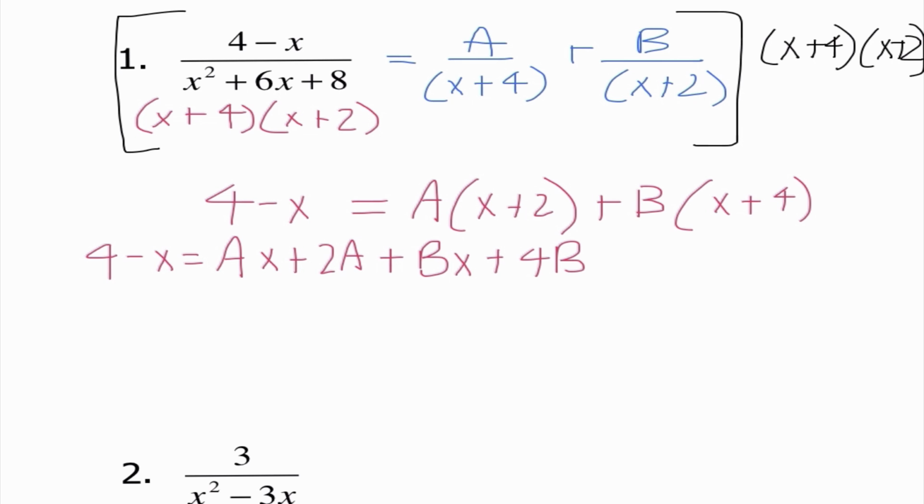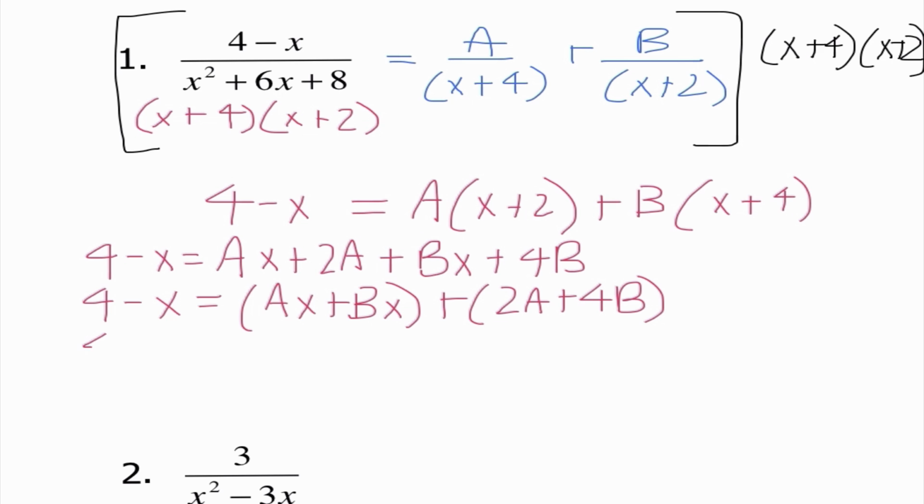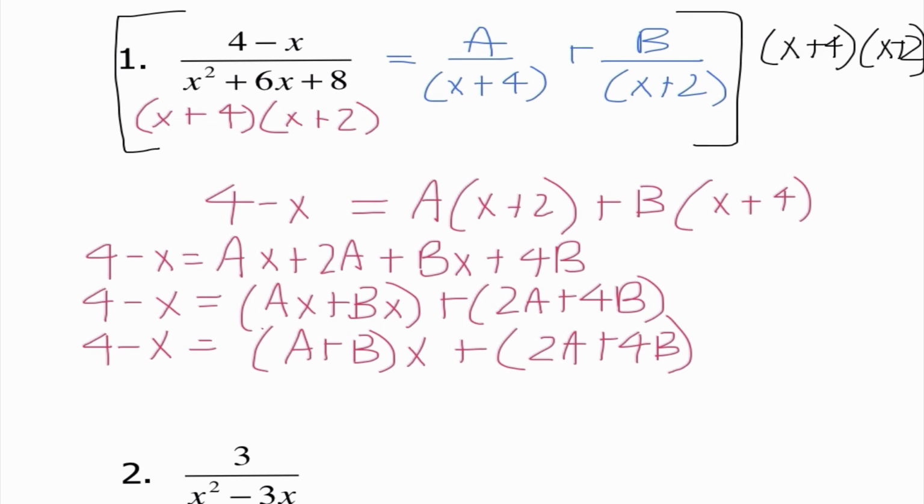Even though none of these are like terms, some of them have x's and some of them don't, so I'm going to go ahead and group them. My x values are together and my non-x values are together. In fact, I could write this as A plus B times x plus 2A plus 4B. Now, to be honest, we really don't care about the value of x. We care about the values of A and B.